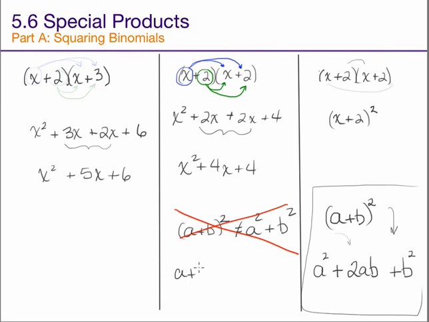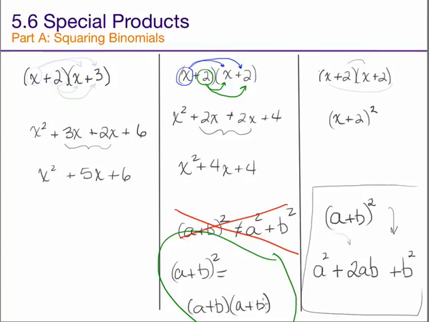A plus B, when you square it, means A plus B times itself. And that's the really big, important takeaway from this part of this section. Let's do a few more examples now, but keep this in mind. A plus B, or x plus y, or t plus 3, when you square it, gives you that binomial times itself.